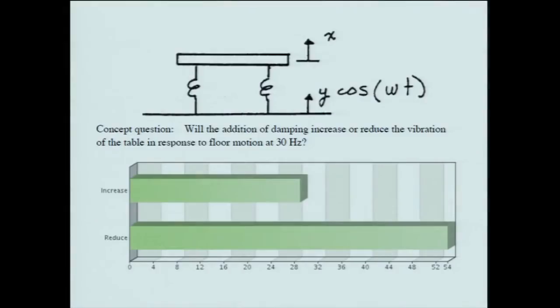Next. This one is a vibration isolation question. Will the addition of damping increase or reduce the vibration of the table in response to the floor motion at 30 hertz? I guess this depends on what the natural frequency of the system is, but we're trying to do vibration isolation, and presuming, if you read the problem, you're supposed to find a stiffness such that you can reduce the response of the table by 12 dB, I think it said, from the motion of the floor. So that's something substantially less than 1. This one is best described with a picture.